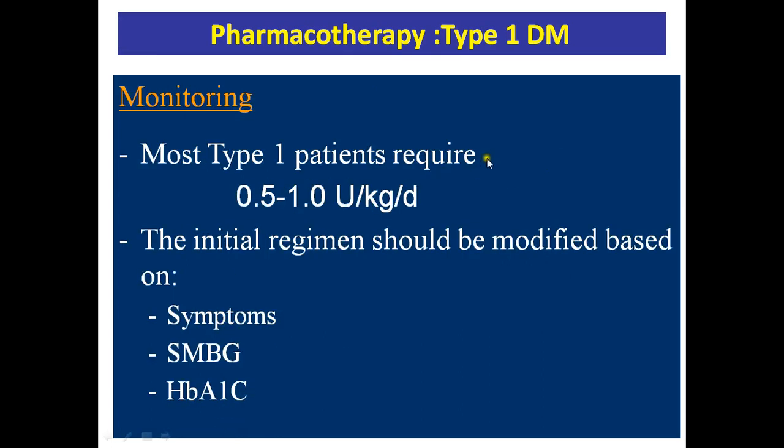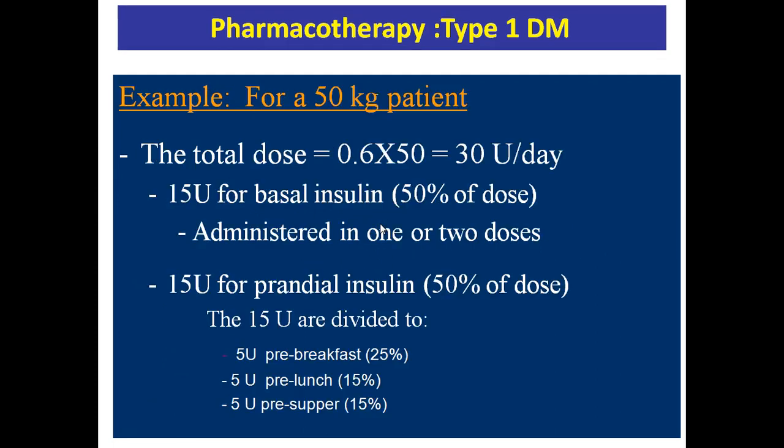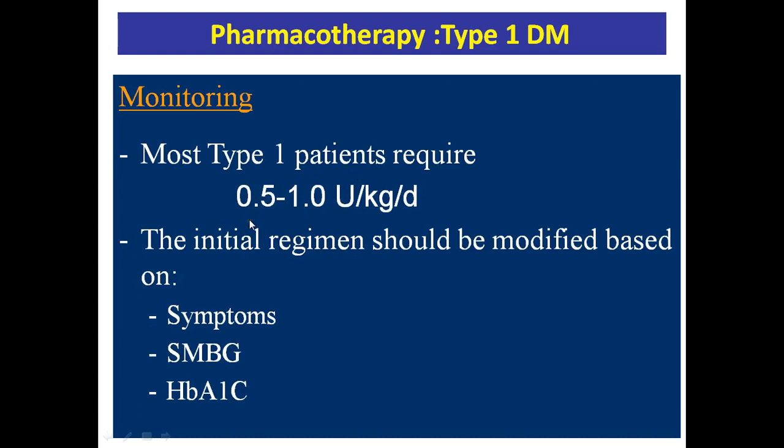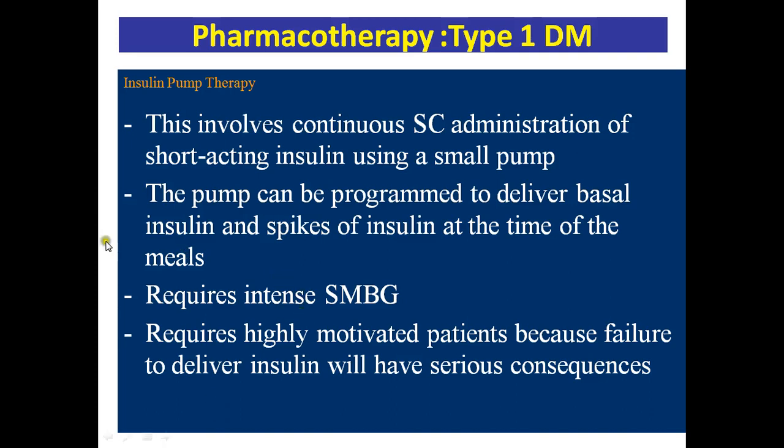Now for monitoring: a type 1 patient requires 0.5 to 1 unit per kg per day. Most type 1 patients will require this much insulin. So you calculated 0.6, but you might need to bring it down to 0.5 units per kg per day. The range is between 0.5 and 1, and it is modified depending on the symptoms of the patient, the blood glucose monitoring the patient is doing, and the HbA1c of the patient. According to that, you can decrease or increase the dose of the prandial or the long acting insulin.